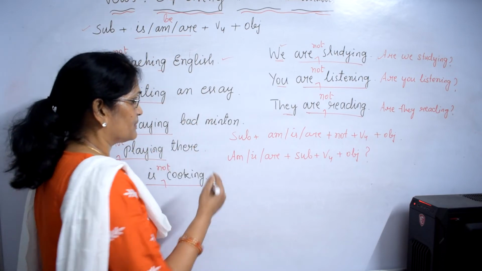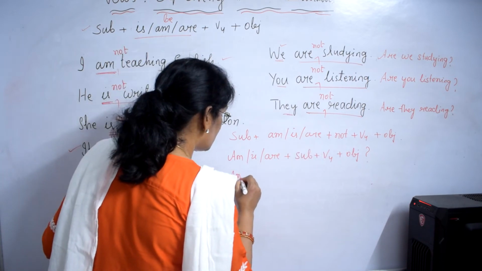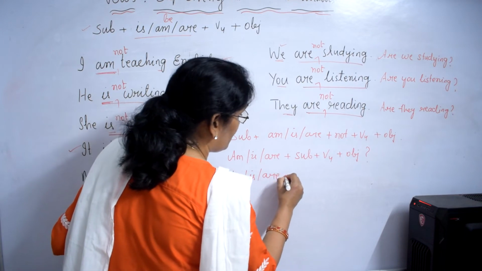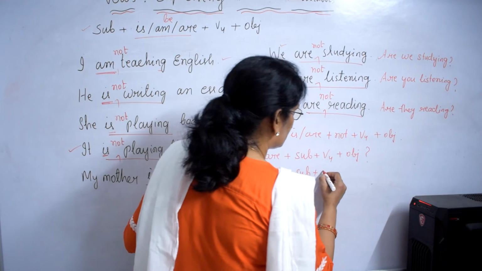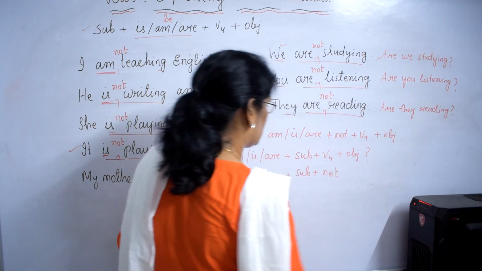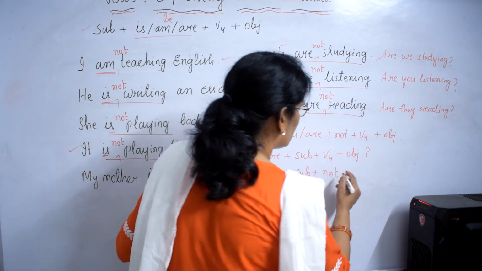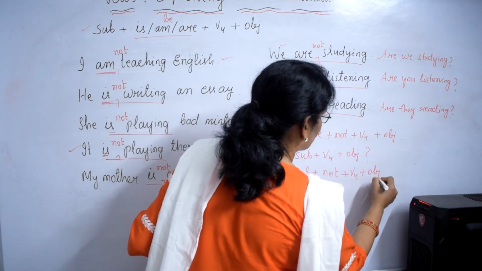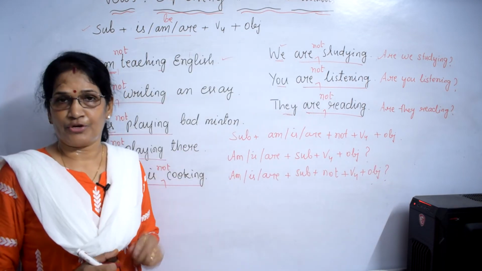Another is interrogative negative present continuous. So the structure is: is, or are, plus subject, plus not. Right? Subject plus not plus be verb plus object. This is the structure of present continuous negative interrogative.